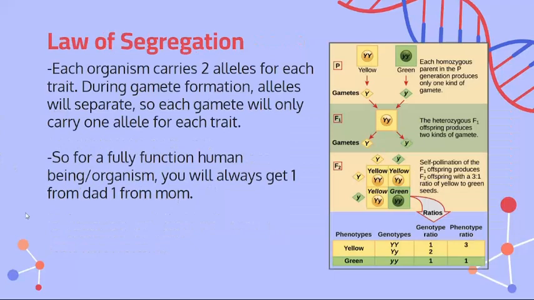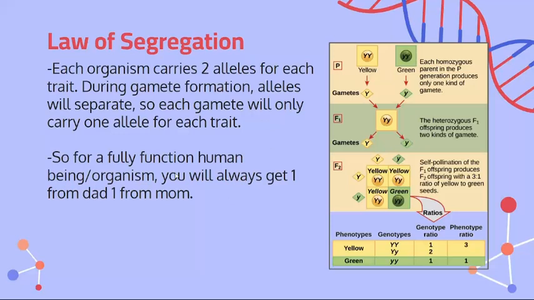So he stated that each organism will carry 2 alleles for every single trait, and during gamete formation, alleles will separate. So you have a capital A and another capital A, let's say. Those capital As will separate. So each gamete will only carry 1 allele for that trait. So for a fully functioning human, you will always get 1 from dad, 1 from mom. Because remember, the gametic cells were 1 sperm and 1 egg. The sperm carried 1 allele, because remember, alleles will separate. Each gamete will carry 1 allele. So a sperm cell carries 1 allele, and an egg cell carries 1 allele.